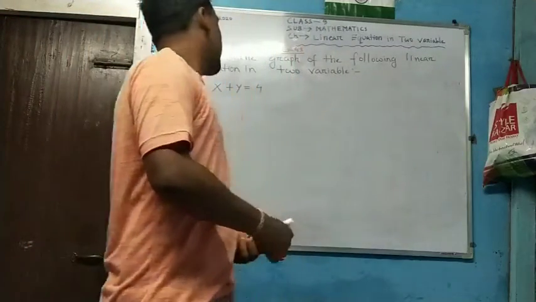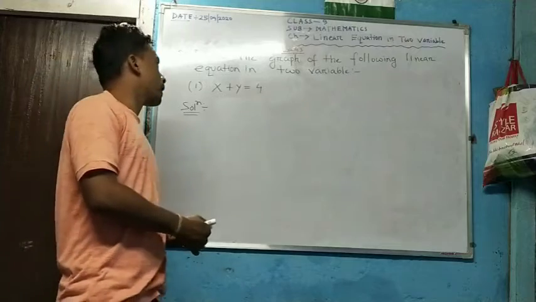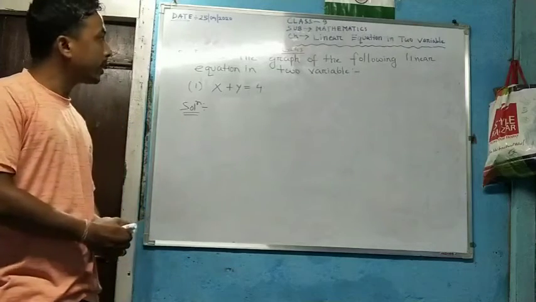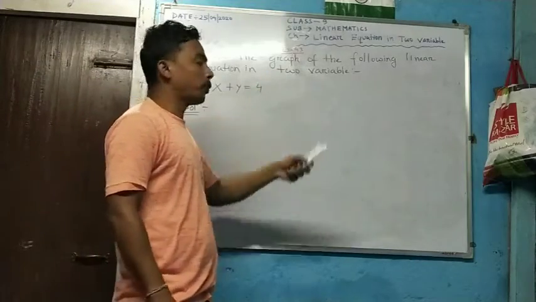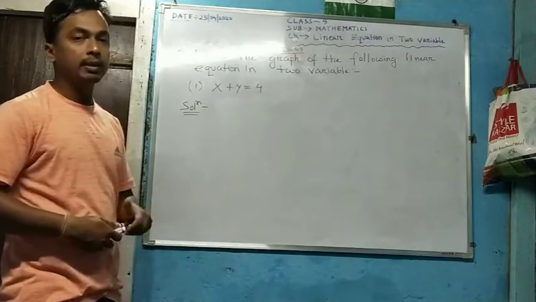So previously we have started the exercise 4.1 and 4.2 of linear regression to a variable for class 9. So today we are going to start the exercise for 4.3. So without wasting any time, let's proceed to the question.